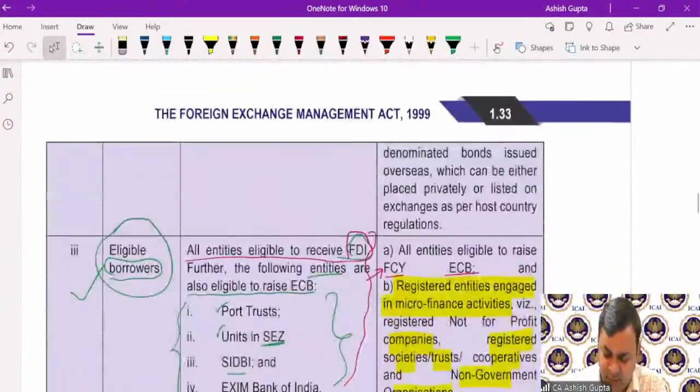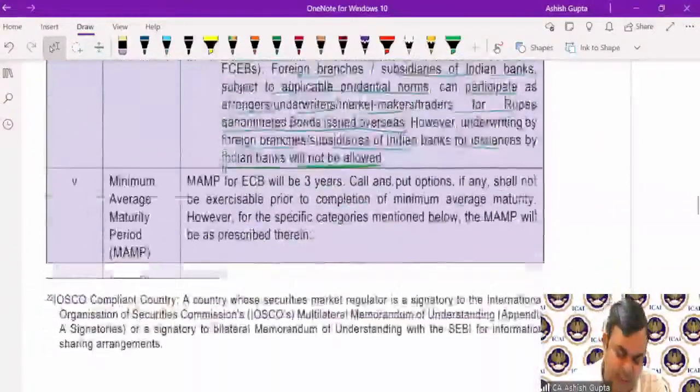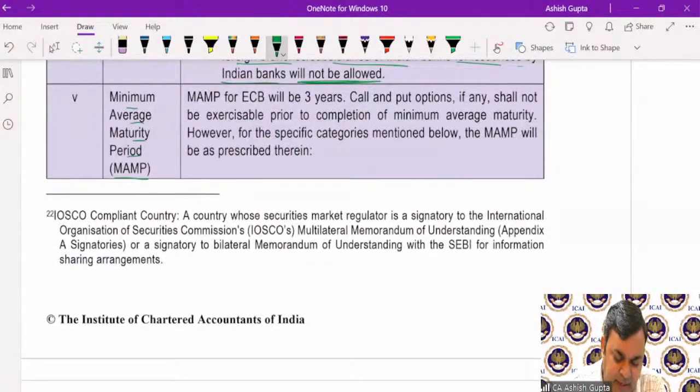Right? Third, fourth, fifth point. Fifth point is minimum average maturity period, MAMP. Means the government is quite firm that whatever the minimum maturity period is, you need to tell today only, before raising ECBs in any currency. So MAMP for ECB will be 3 years. What is the minimum time period? It is 3 years. Call and put options, if any, shall not be exercisable prior to completion of minimum average maturity.